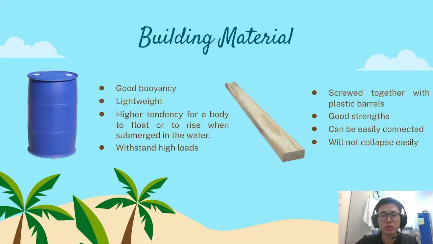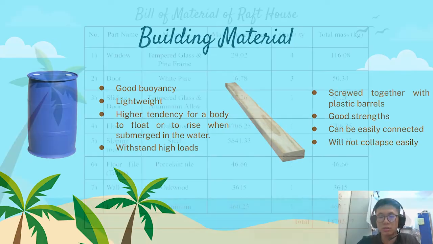The lumber is chosen as the rough material because lumber can be screwed together with plastic barriers and provides good strength. Through research, the floating house built with plastic barriers is commonly fastened together with lumber because lumber can be easily connected using nails, screws, bolts, and connectors.